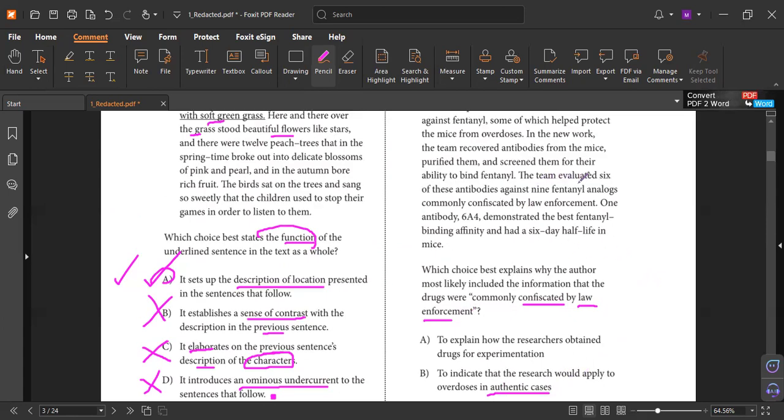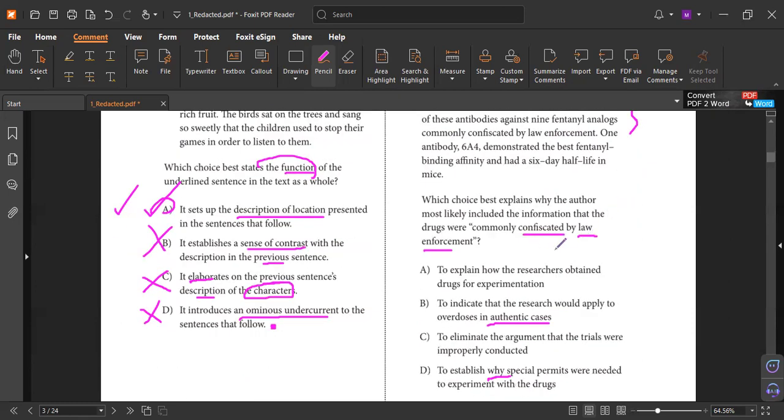And he mentioned here that the team evaluated 6 of these antibodies against 9 commonly seen ones. So this sentence happens by teams. So the answer is B. B is the best answer. Of course, letter C does not support this text. I don't know how, improbably. So this is wrong.